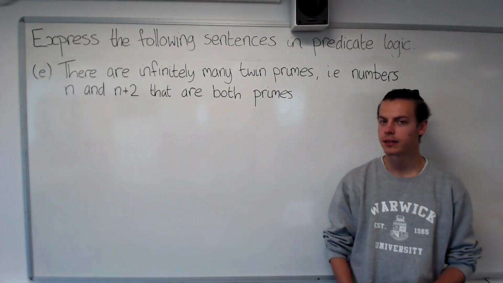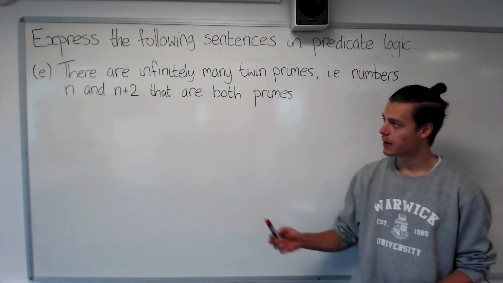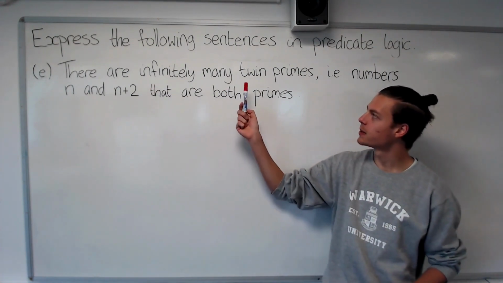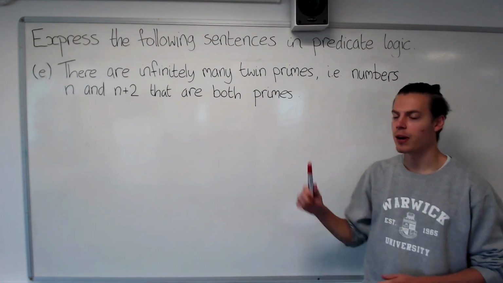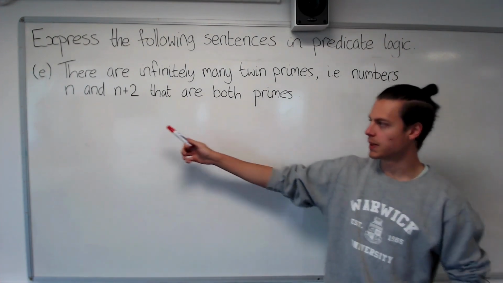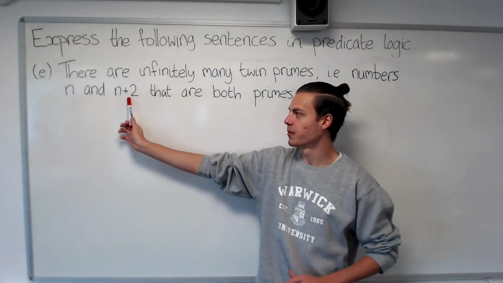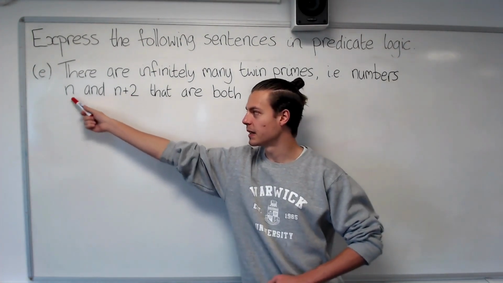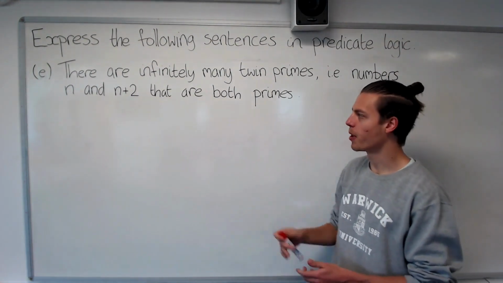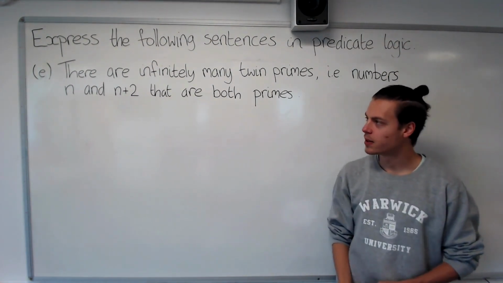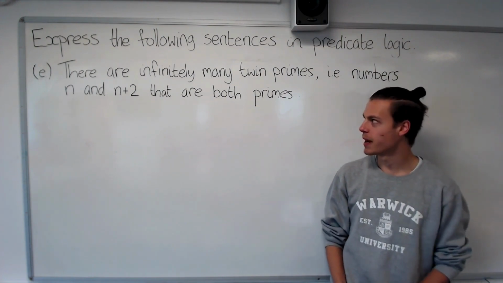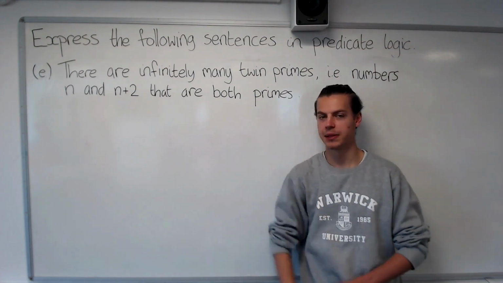Our final sentence to translate is, there are infinitely many twin primes. Okay? And a twin prime means two numbers n and n plus 2, right? So a number that is 2 greater than n, and they are both prime. So that's what a twin prime is. And the sentence to translate is there are infinitely many such twin primes.